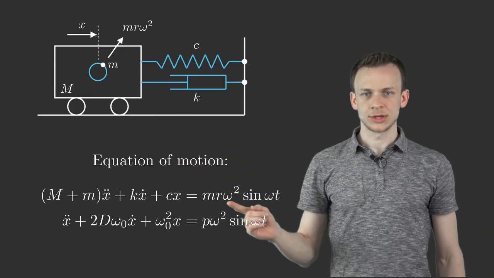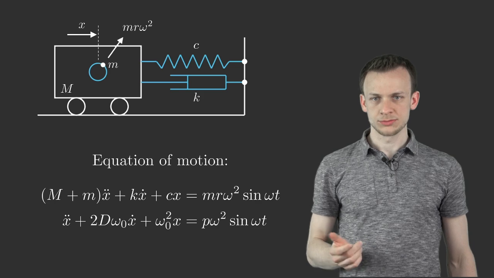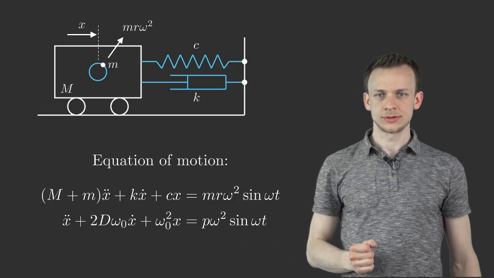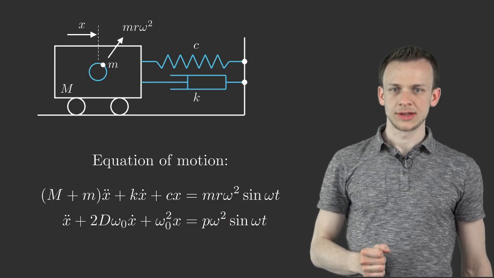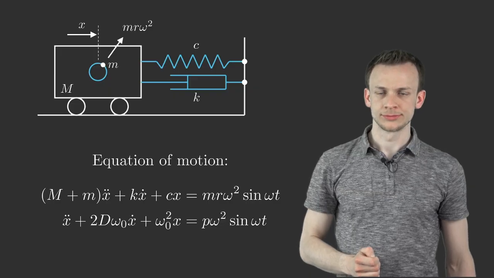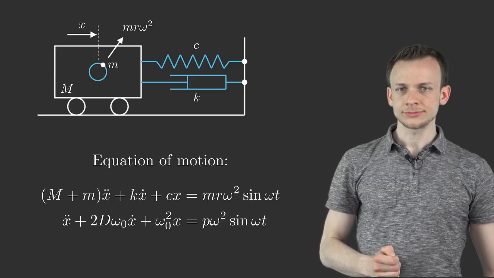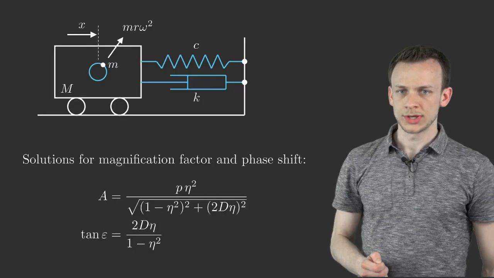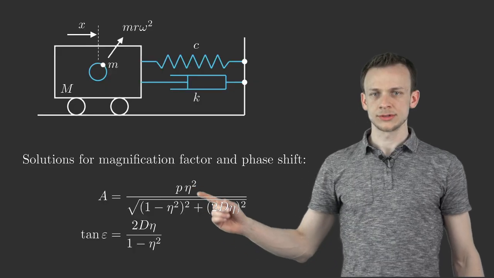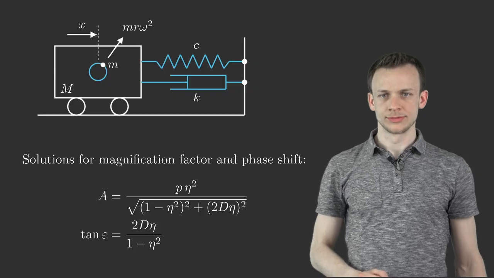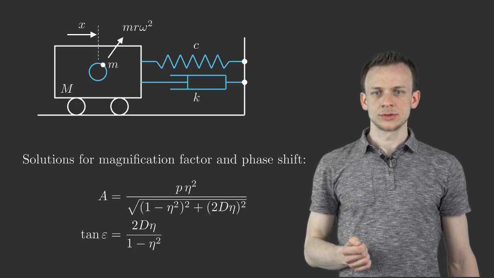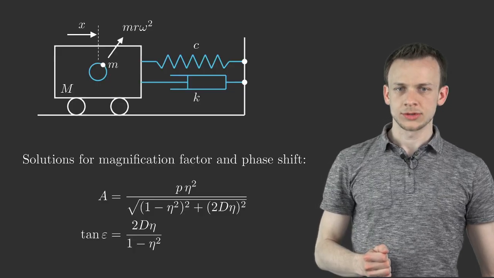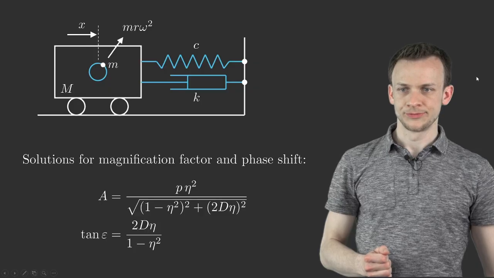We can derive the equation of motion and find this form here, that we can also bring to the standard form by normalizing it and find the equivalent quantities. From the equation of motion, we can find the magnification factor and the phase shift of the system. And in order to better understand the magnification factor and the phase shift, we want to have a look at the animation on the next slide.